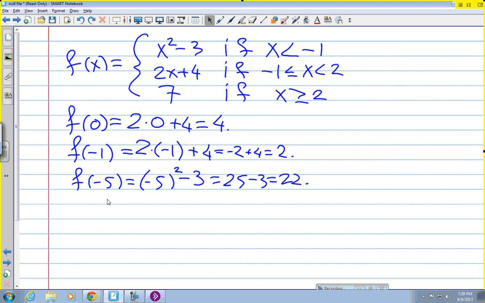So is that all right, 22? Does that make sense? Yes, good. How about f of 10? 7, right? When you get past 2, it's always 7. It's a constant function, so it's 7. If I ask you what is f of pi, you would say still 7.